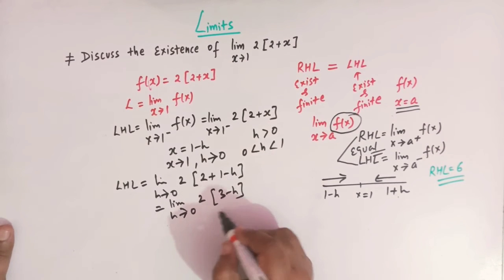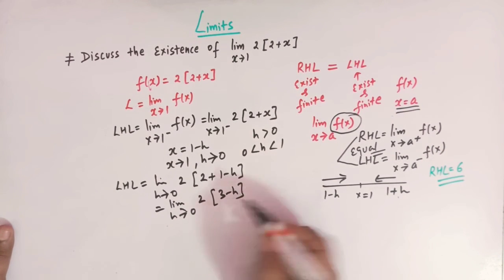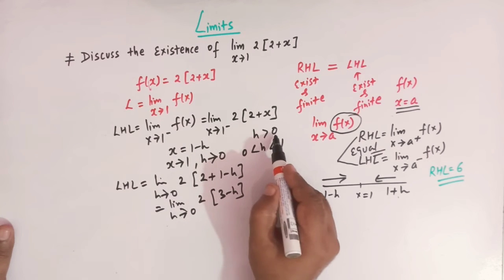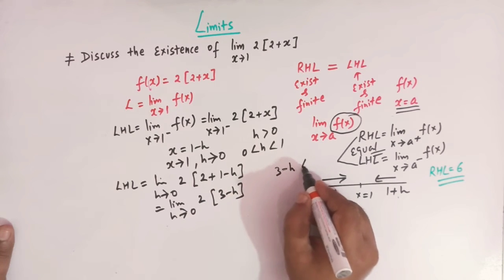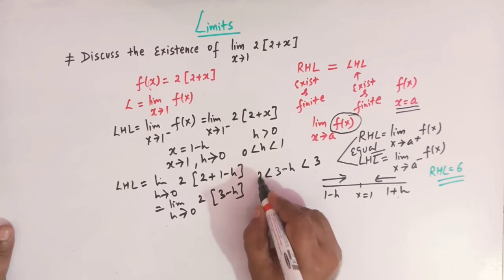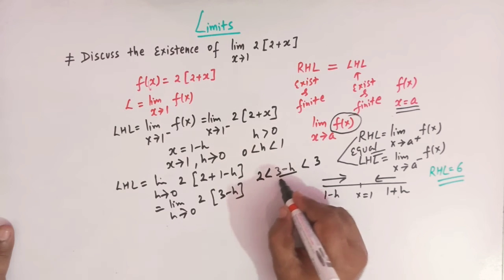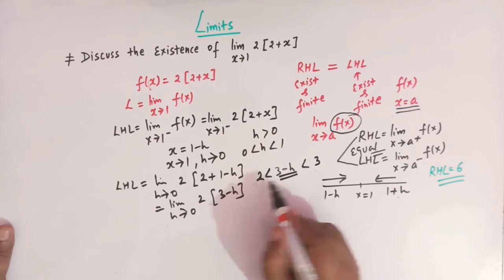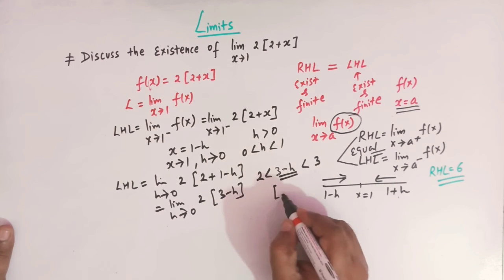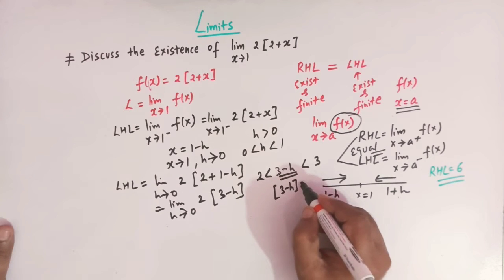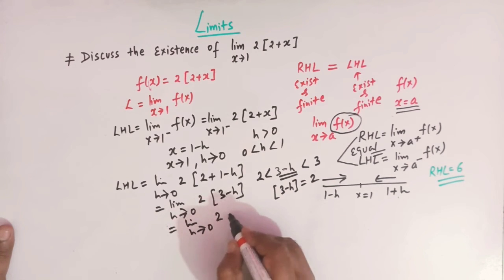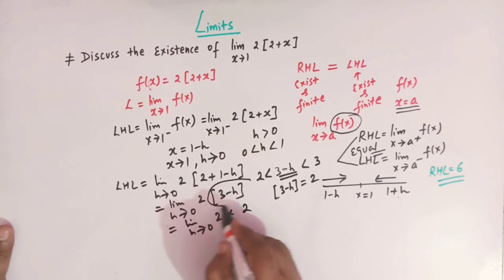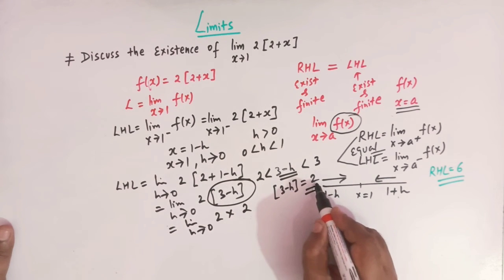So now here we have the term that is greatest integer of 3 minus h, and since h is greater than 0, so 3 minus h is slightly less than 3, but it is greater than 2, right? So 3 minus h is greater than 2, but it is less than 3. So obviously the greatest integer of 3 minus h is equal to 2, right? So now we have limit h tends to 0, and we have 2 times 2, right? So for this term we can write 2.